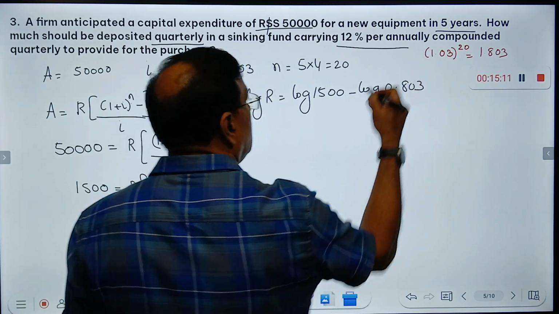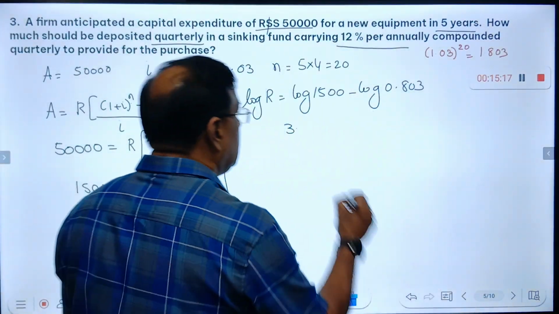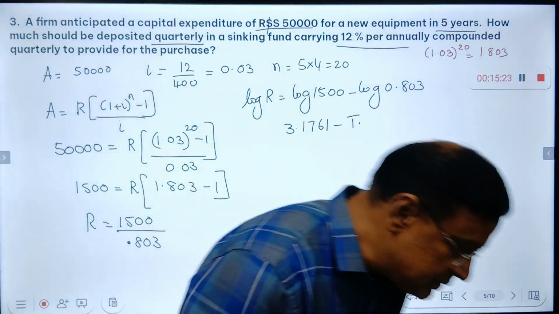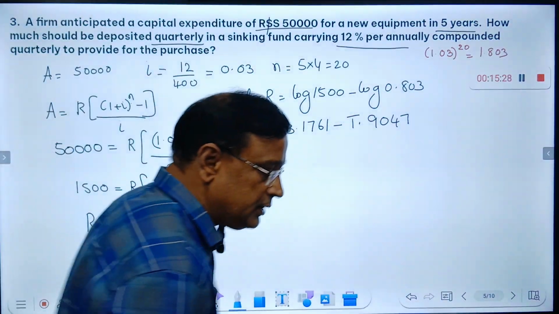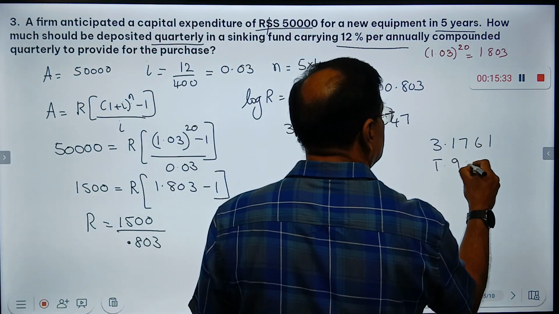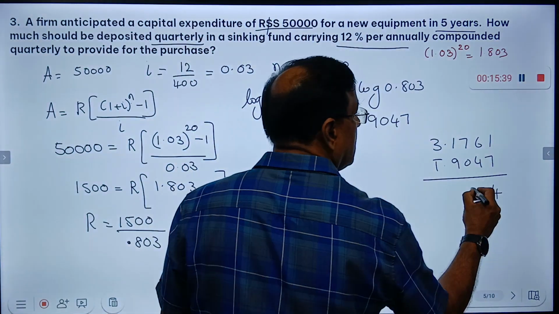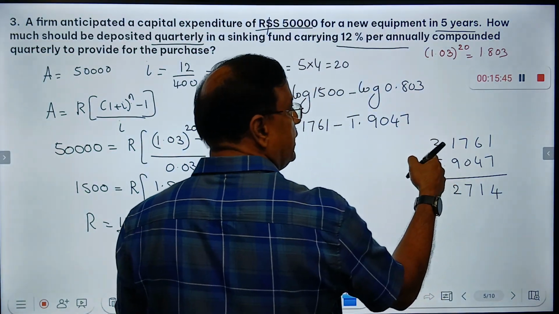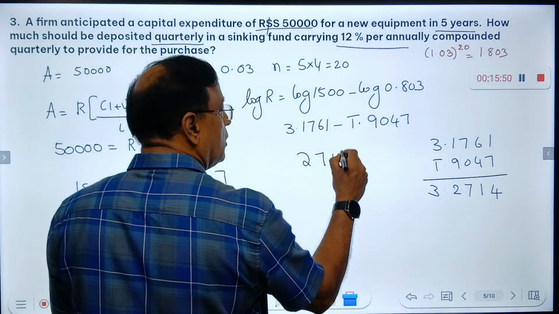0.803. Now, what will be the characteristic? 3 point. What is log of 15? I think I'm getting 1761, minus bar 1 point. What is 803? 9047. Now, if you subtract this, I get 3.1761 minus bar 1.9047. What do you get? It's 2 minus of minus 1 is 3. So it is 2714. 3 point.